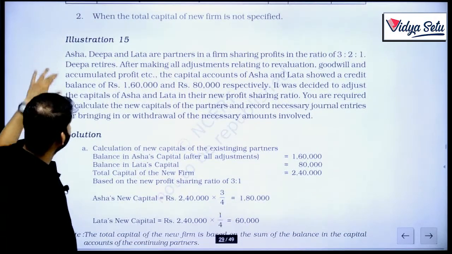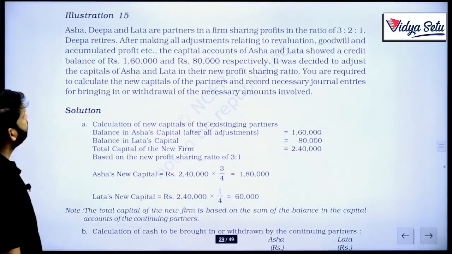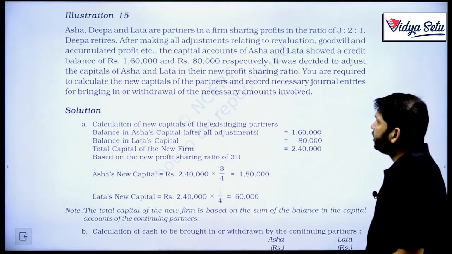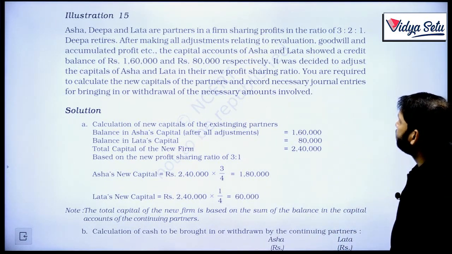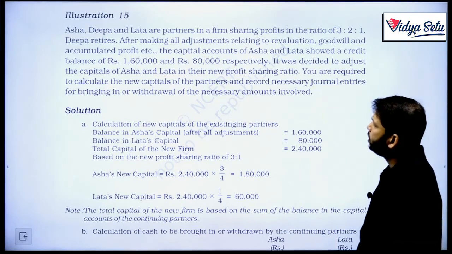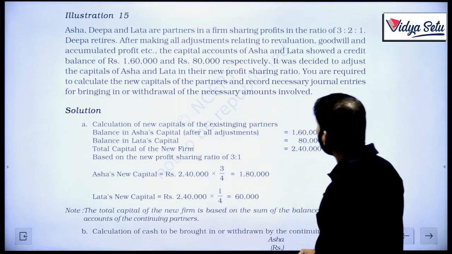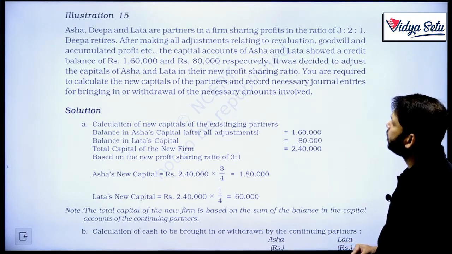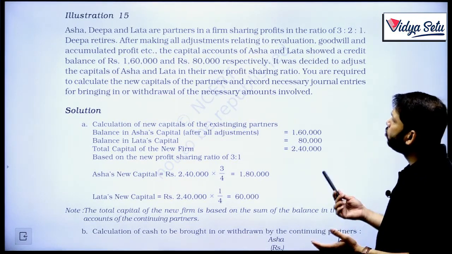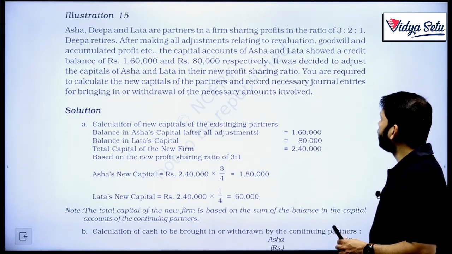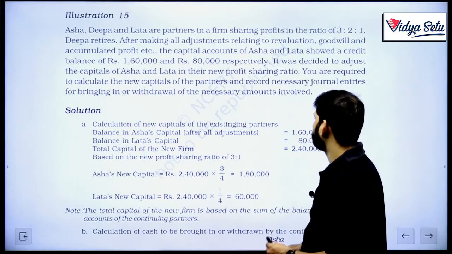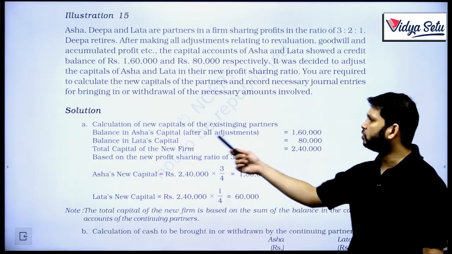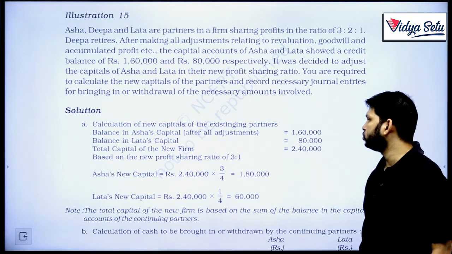Now, illustration 15. Asha, Deepa and Lata are partners in a firm sharing profits in the ratio of 3:2:1. Deepa, the middle one, retires. After making all the adjustments relating to revaluation, goodwill, accumulated profits, etc., the capital accounts of Asha and Lata showed a credit balance of 1,60,000 and 80,000 respectively. It was decided to adjust the capitals of Asha and Lata in the new profit sharing ratio. You are required to calculate the new capital of the partners and record the necessary journal entries for bringing in or withdrawal of cash. So for the calculation of new capital of the existing partners, the balance in Asha is 1,60,000 and in Lata 80,000. So the total capital of the firm is 2,40,000.